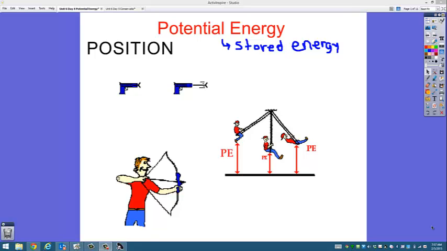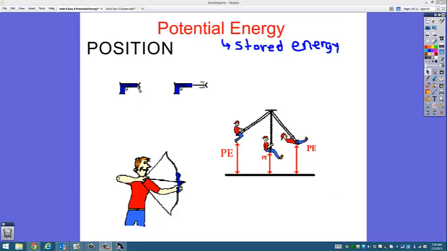So what we're going to look at today is potential energy. If you remember from the other day, we looked at kinetic energy, and kinetic energy was that energy of motion. So today we're going to look at the opposite of that, which is going to be the stored energy, or that potential energy. So potential energy is your energy due to a position.